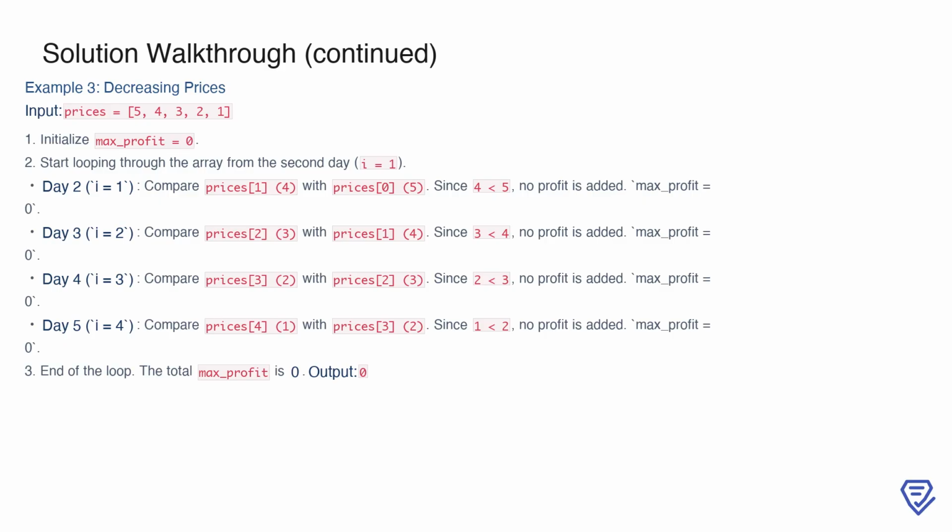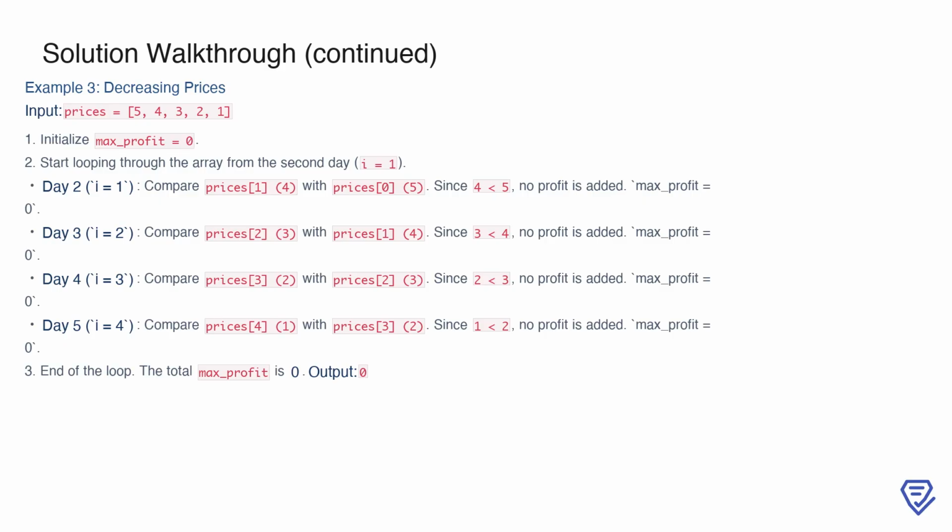On day 3, prices[2] is 3 and prices[1] is 4. Again, since 3 is less than 4, no profit is added, and max_profit stays at 0. On day 4, prices[3] is 2 and prices[2] is 3. Since 2 is less than 3, no profit is added, and max_profit remains 0.